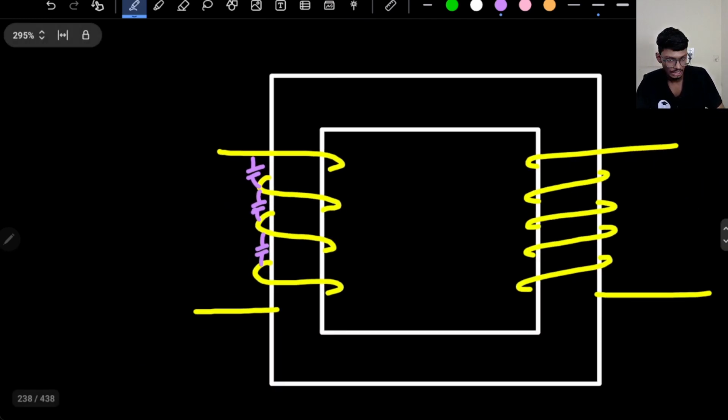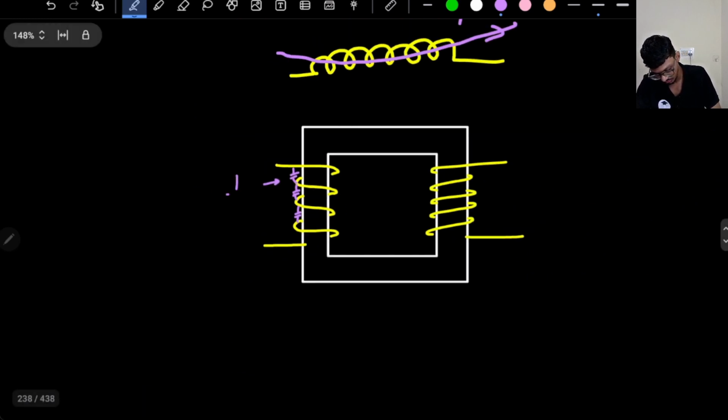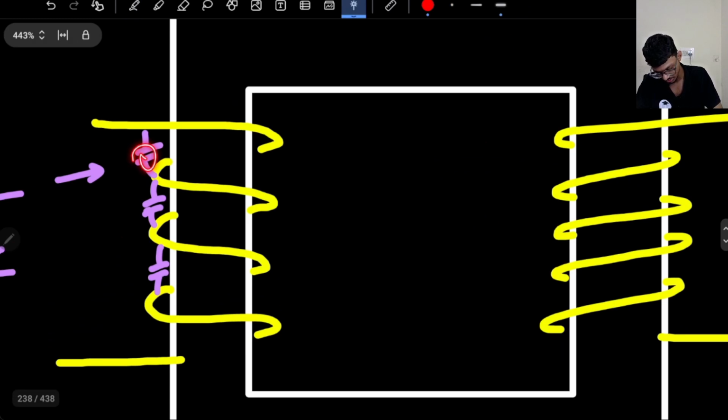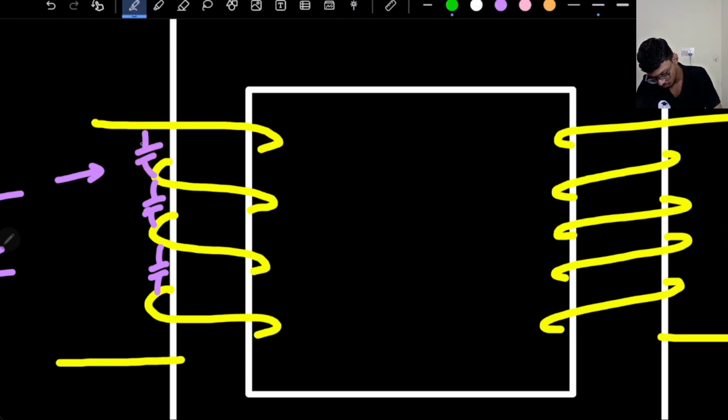So at high frequency what happens? At high frequency, this is 1 by omega C. So omega increases. If omega increases, this impedance reduces. So most of the current flows through here rather than here. So the magnetizing component of the current flows through the windings, correct? Im.